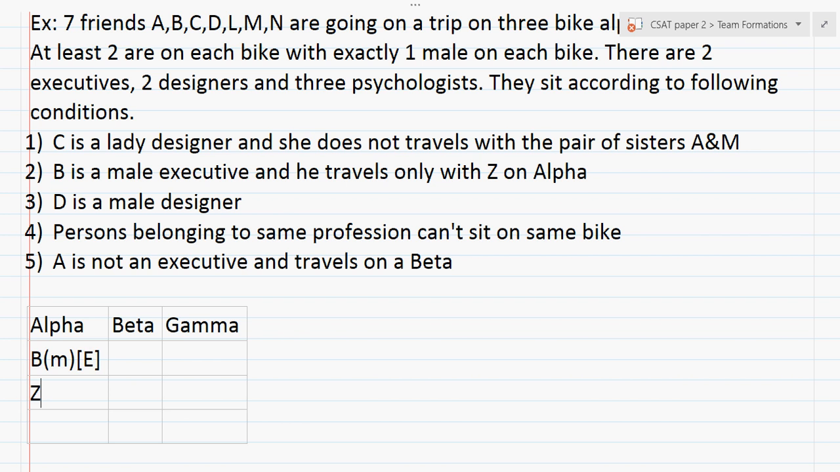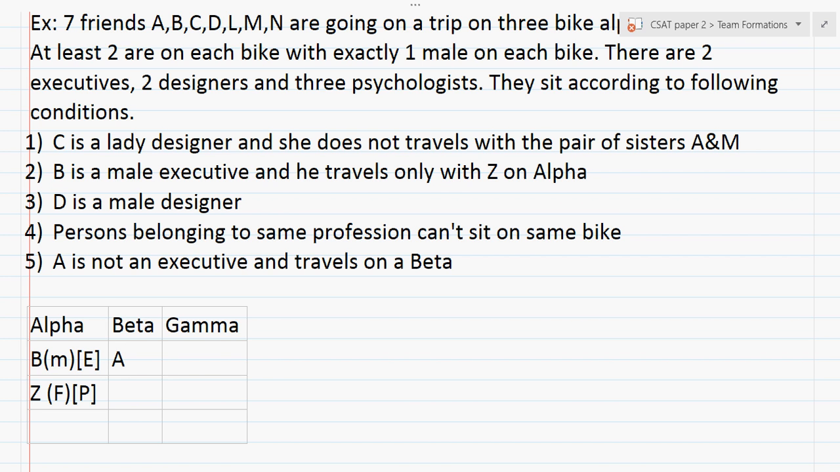Now another interesting statement which you should note is persons belonging to the same profession cannot be on the same bike, which means there are three psychologists and they have to be on different bikes. So Z has to be a female first, because there is exactly one male, and she is a psychologist, right? So we are now pretty sure about bike alpha. A is not an executive and she travels on beta, so she can be male or female.